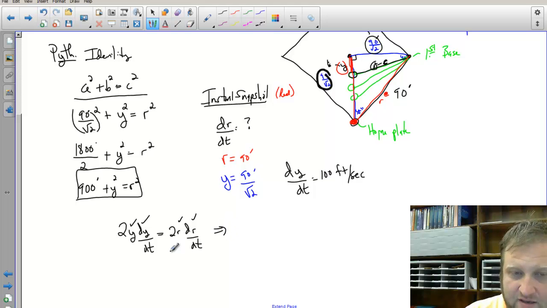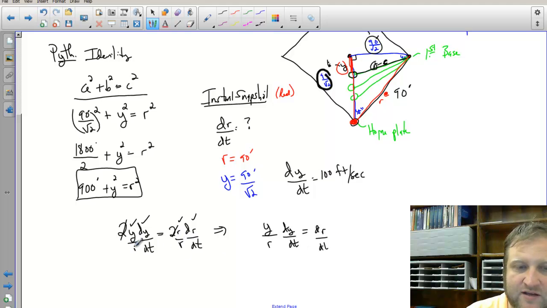Plugging in directly, we could solve. We realize the 2's will cancel. That makes it a little bit easier for us. We can solve directly for dr dt. So we get y all over r, still times dy dt, is equal to dr over dt. So we divided both sides by r. I'll show what that step was. Divide both sides by r.